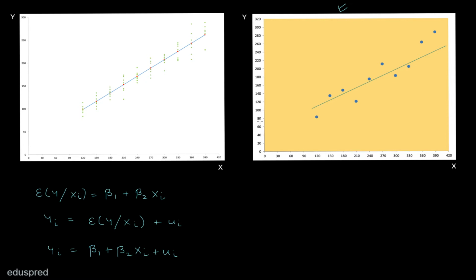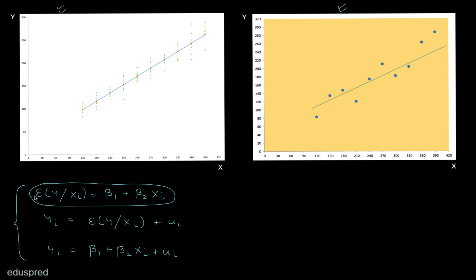As you can see, I have two figures on my screen. On the left hand side, I have the population figure, and on the right hand side, I have the sample figure. I have also written the three population regression equations here. Now we are going to learn how to write the sample regression equations. So let's start with this equation. This is the first equation that we learned while dealing with the population data. This is the equation of the population regression line, and this is also called the population regression function.